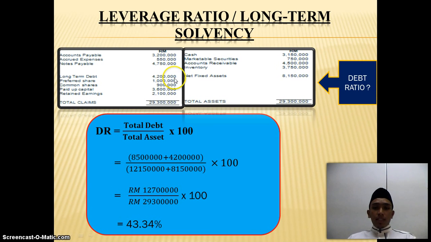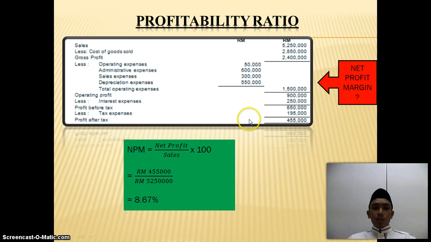Okay, next is the leverage ratio. Under the leverage ratio we have the debt ratio. The formula for the debt ratio is total debt over total assets, and then you must times by 100. Total debt you can get from all the debts including long-term debt, and then you must divide by the total assets, also including net fixed assets and current assets, and then you must times by 100 and you will get 43.34%.